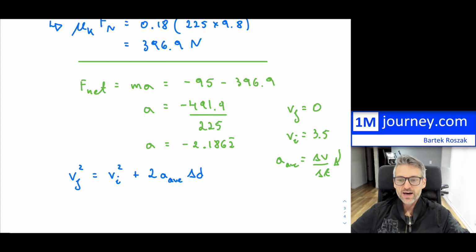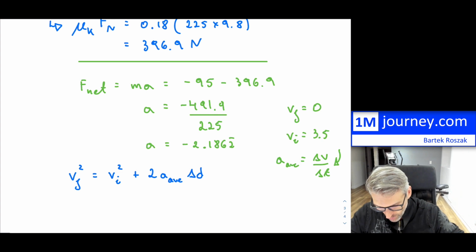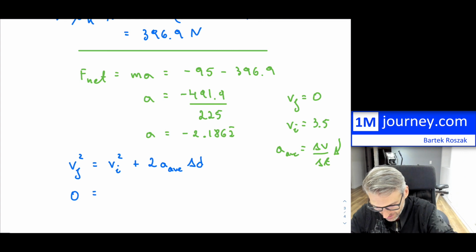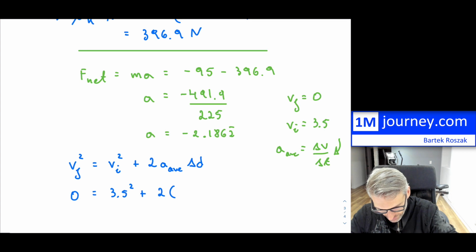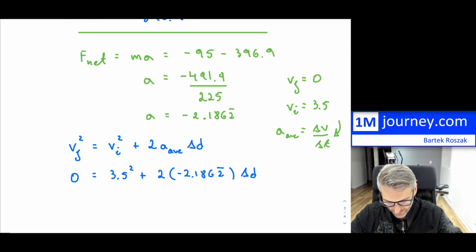Now this equation is nice when you don't have delta t directly. I'll put a link up above to the kinematic equations, all of the ones that you have, if you've forgotten this, but this is one of them. Now why I'm putting this in here, because I have all of this. This is 0, right? Because it's final, we're stopping. This is 3.5 squared plus 2 times negative 2.186, etc., and then I can solve for delta d.